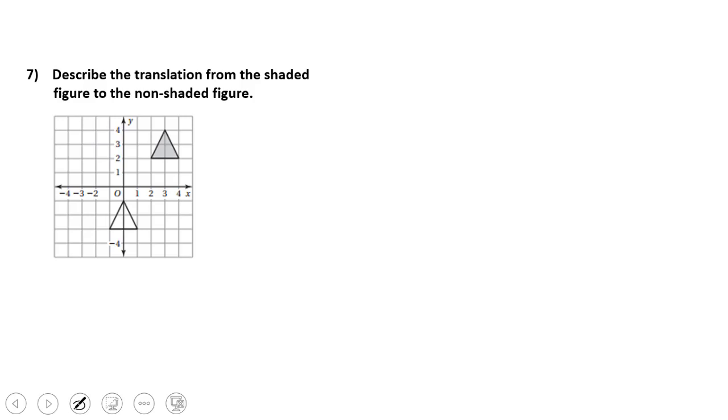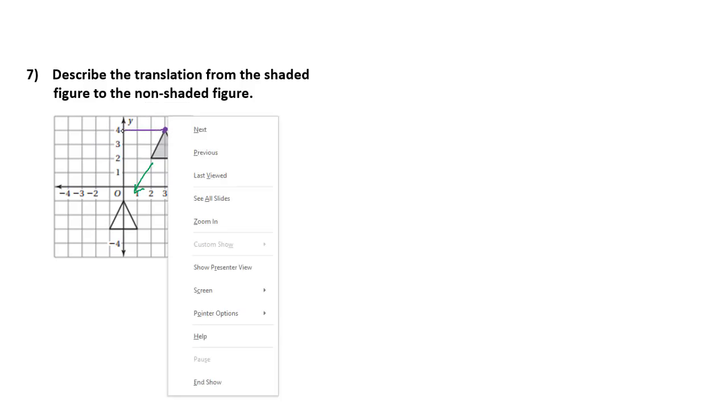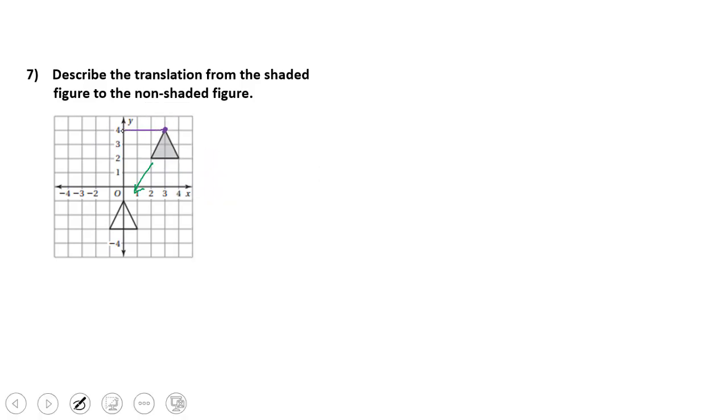Describe the translation from the shaded figure to the non-shaded figure. So now we're not actually going to do it, we're just going to describe it. So we want to find corresponding parts of these two figures. So from the shaded, that means this thing was translated down somehow. And how did they translate it down? Well, I'm going to pick this point right here. The top seems to be the easiest. And I can go either of two directions, but I'm going to go this way first. I have to come all the way over to there.